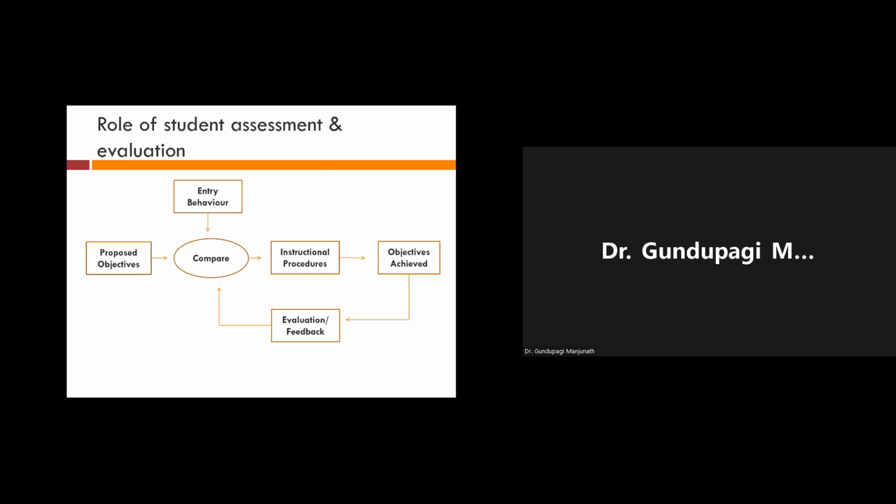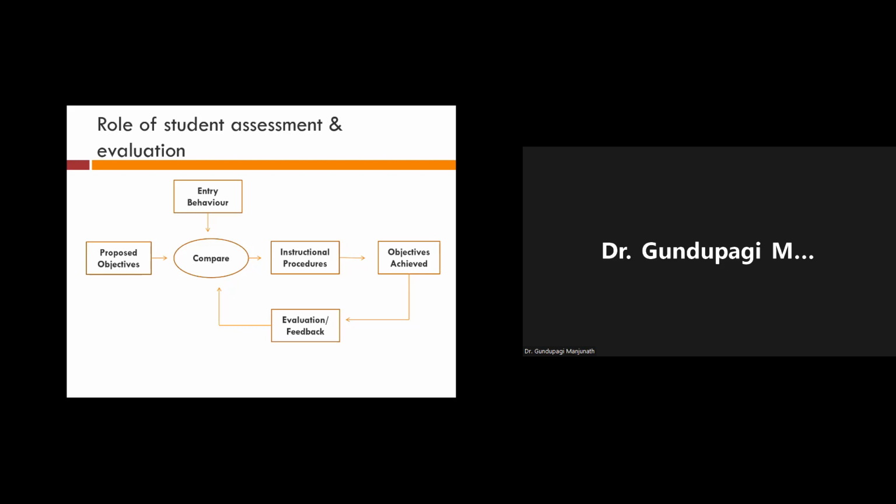So mapping happens only when proposed objectives are clearly defined, and we are comparing with the instructional procedures, right? Sometimes we will be taking the class through a traditional way of lecturing. Sometimes we teach them by learning by doing one activity in the class. So what kind of procedures we are using, how objectives are achieved.